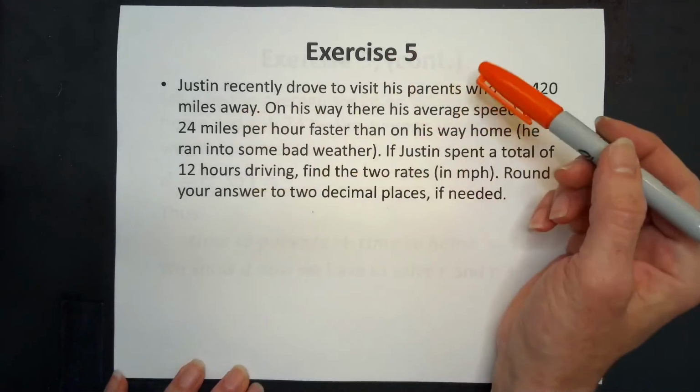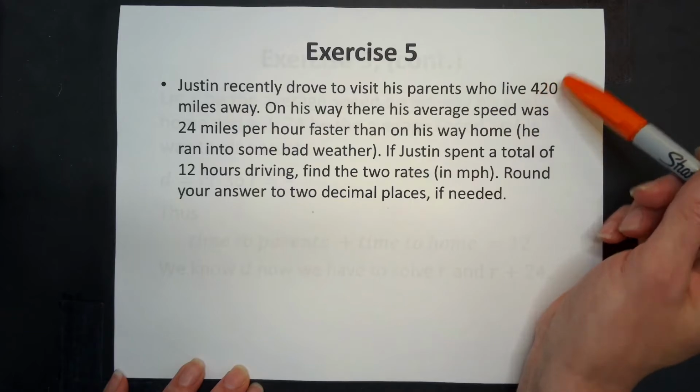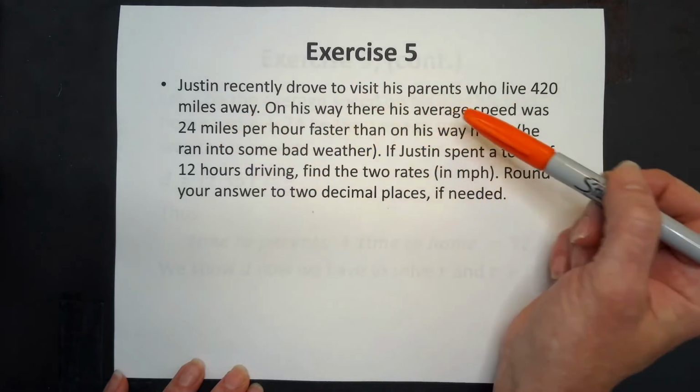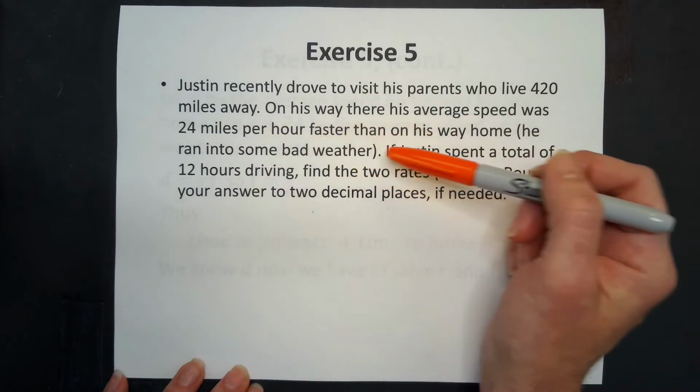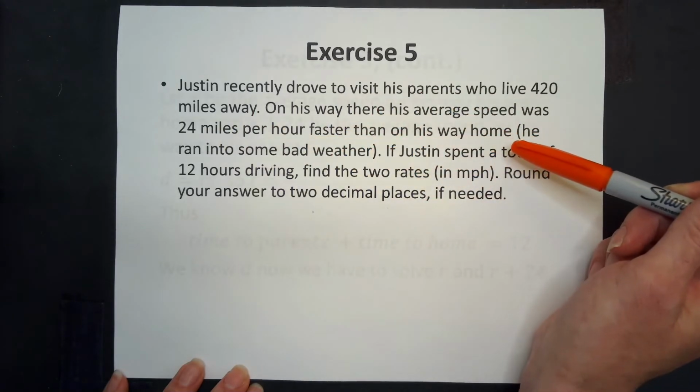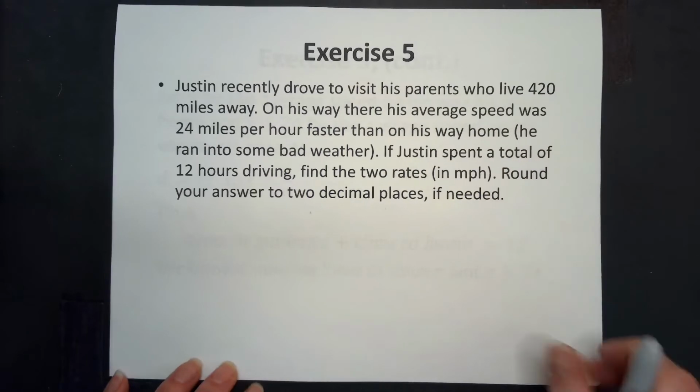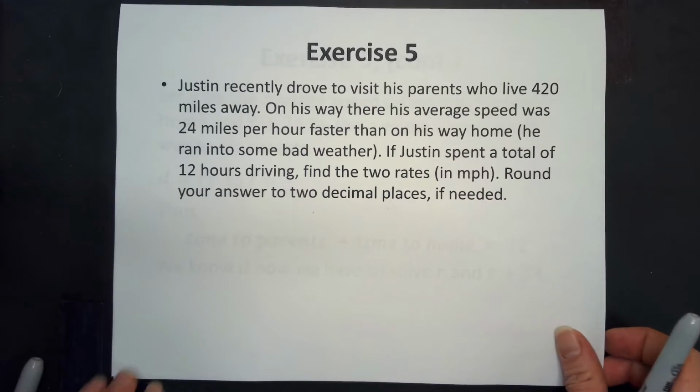Justin recently drove to visit his parents who live 420 miles away. On his way there, his average speed was 24 miles per hour faster than on his way home. He ran into some bad weather. If Justin spent a total of 12 hours driving, find the two rates in miles per hour. Round your answer to 2 decimal places if needed.